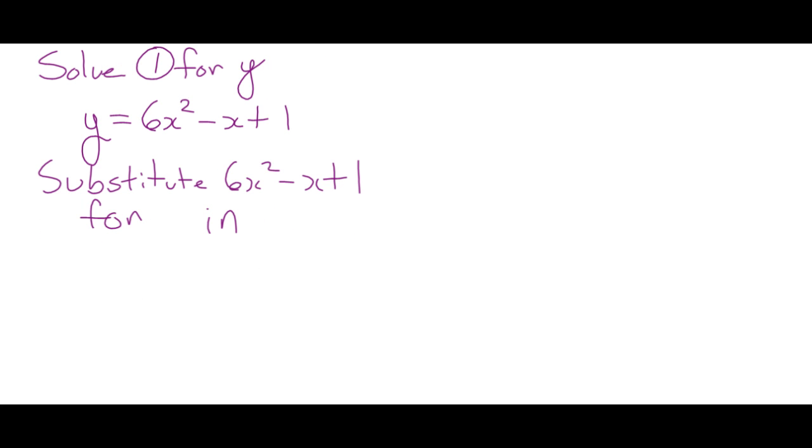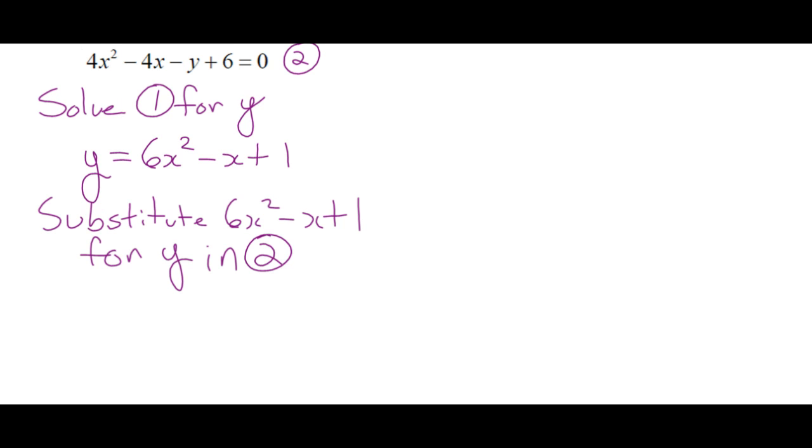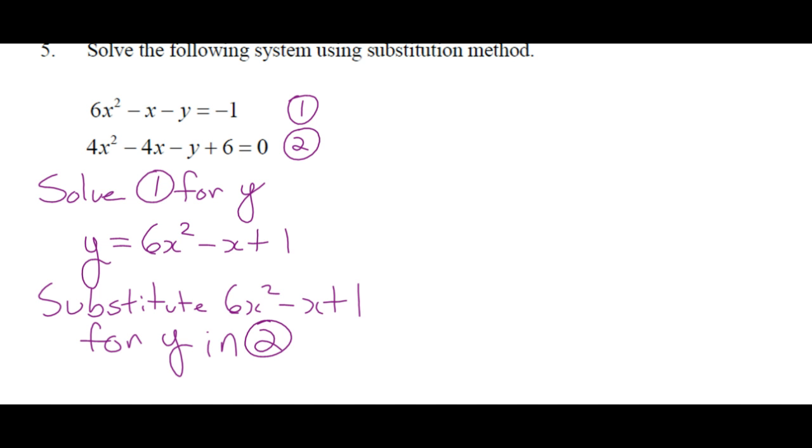Okay, so I'm going to say we're going to substitute 6x squared minus x plus 1 for y in 2. So you have to put it back into the other equation, because if you stick it into 1, you're going to end up with -1 equals -1, which is quite true, but not at all helpful, right? Because it's just, wow, I have a true statement, but I haven't actually solved for anything.